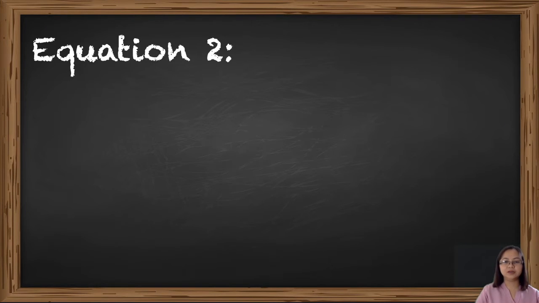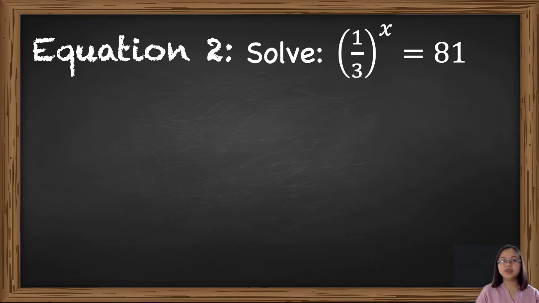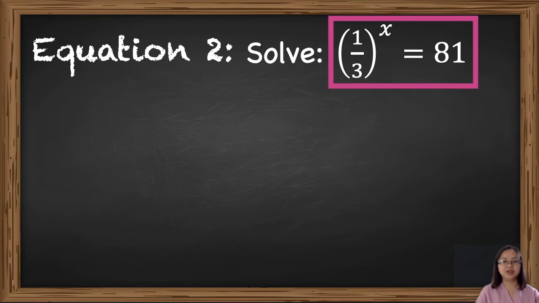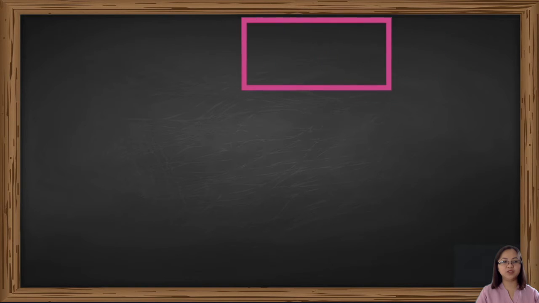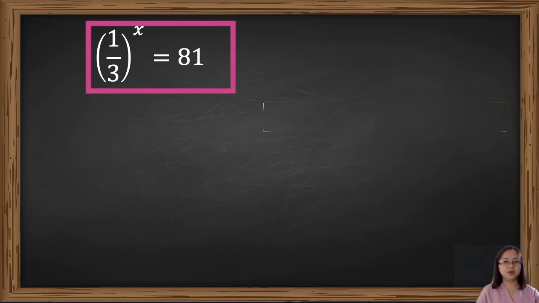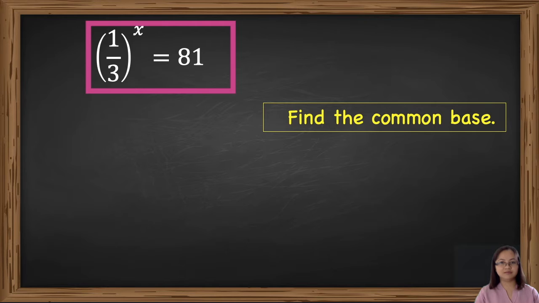Next equation. Let's solve for 1/3 to the x power is equal to 81. In this case, we have a fraction. The other one is a whole number. So let's just move it here so that we could solve it properly. So the next thing that we are going to find is the common base. That's always the first step when we are solving exponential equations.